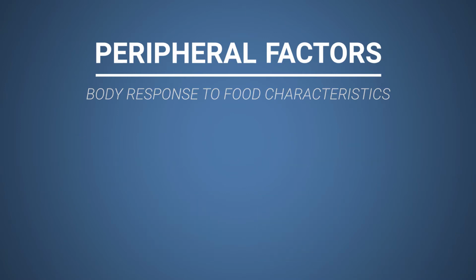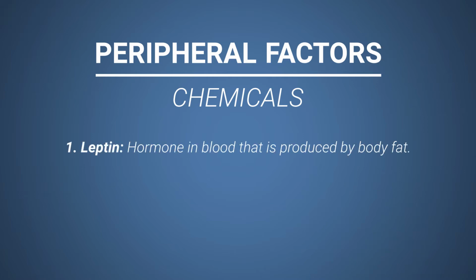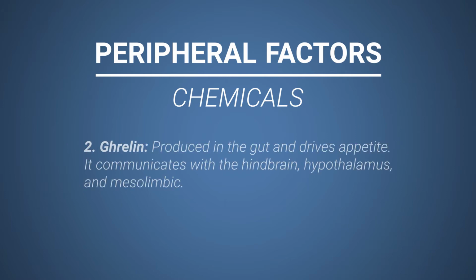The next peripheral factor that impacts hunger and satiety are the chemicals in the body. There are several of these chemicals. The first is leptin. Leptin is a hormone in the blood that is produced by body fat. It interferes with appetite stimulation, thereby regulating appetite suppression. If it is working properly, people with more body fat would want to eat less, and vice versa. The next chemical is ghrelin. Ghrelin is produced in the gut and drives appetite. It communicates with the hindbrain, the hypothalamus, and the mesolimbic parts of the brain.